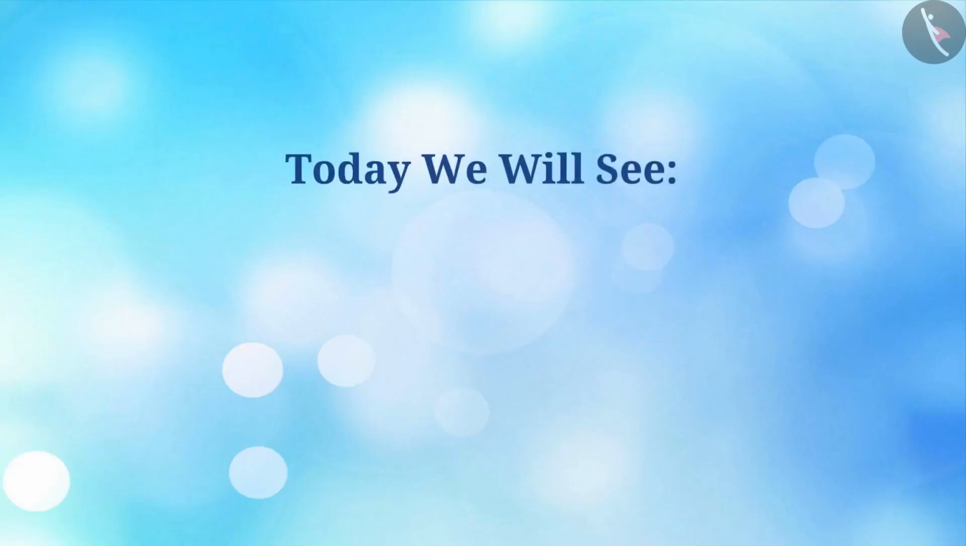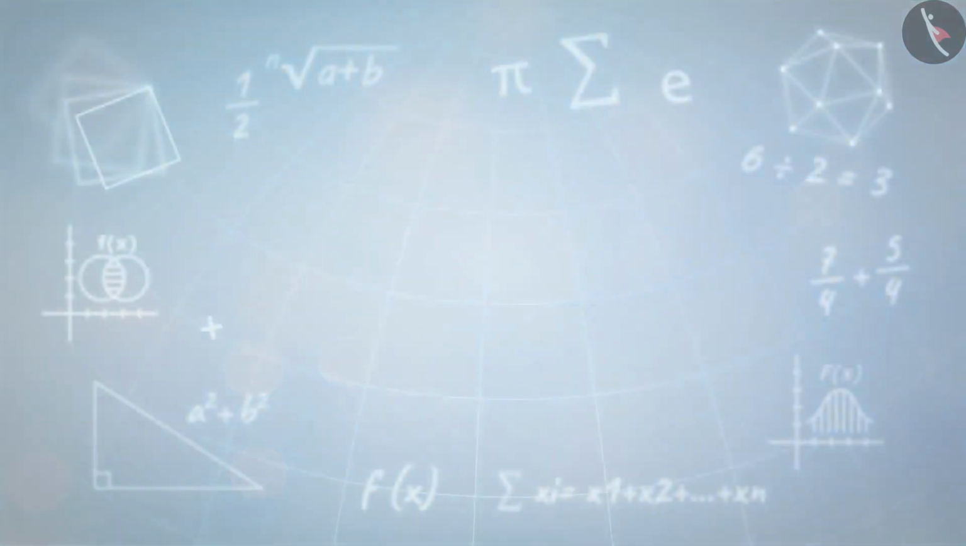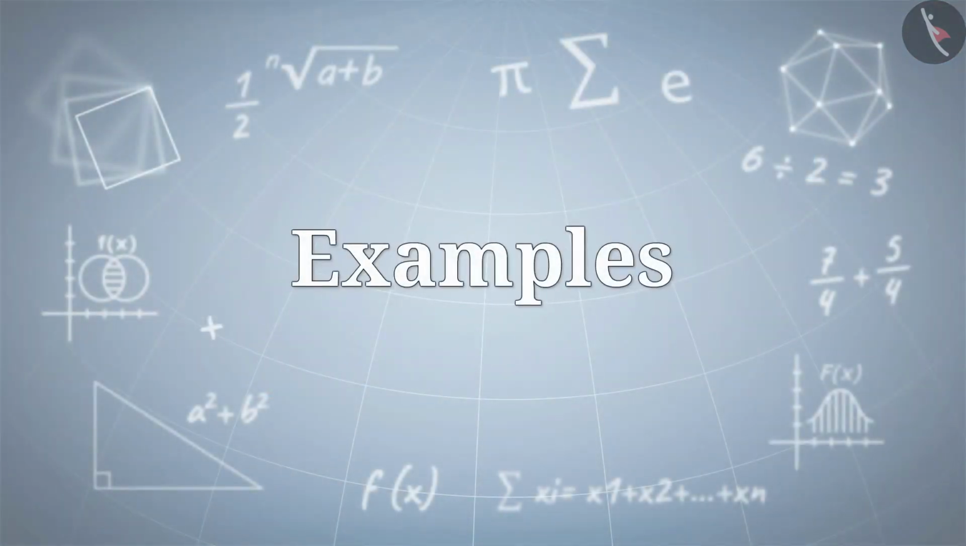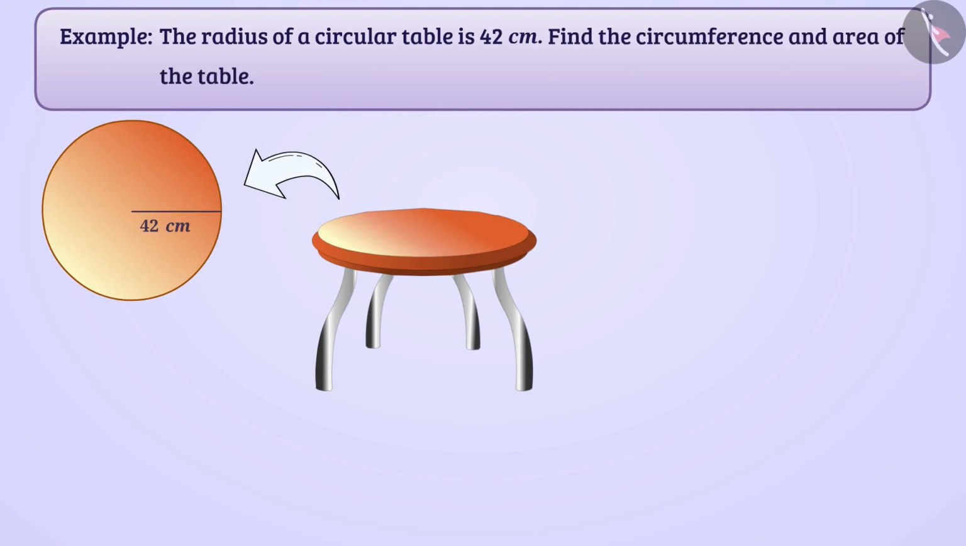Today we will see interesting examples on circumference and area of circle and semicircle. The radius of a circular table is 42 cm. Find the circumference and area of the table. For convenience, take pi equal to 22 by 7.